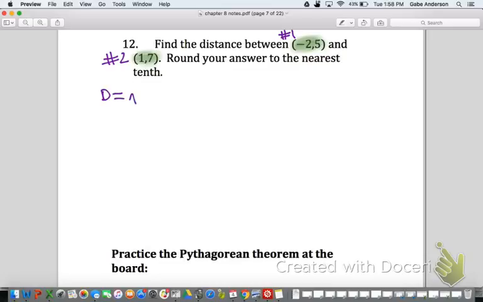Distance equals, please write this down with me. This will help you as you seek to memorize this. Write down distance equals the square root of x2 minus x1 squared plus y2 minus y1 squared. Believe it or not, this formula is used repeatedly in many, many math classes, including calculus, trigonometry, etc. This is a very useful formula.